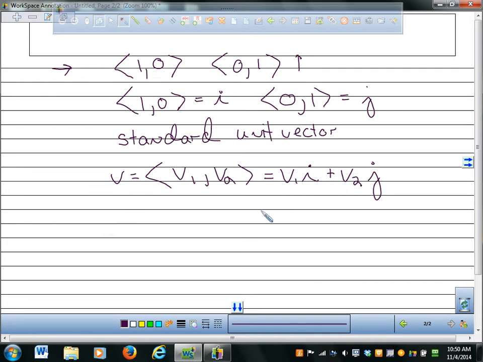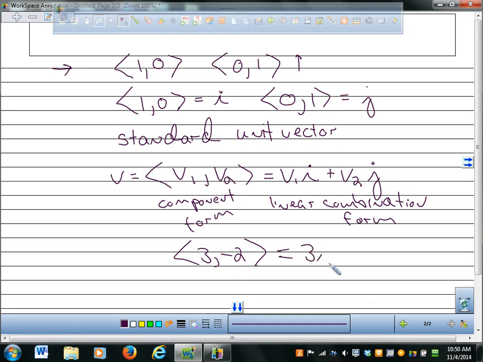And I guess this has a name. It's called linear combination form. Sometimes they call this standard form too. The other form is called component form, which I talked about yesterday. So if you had the vector 3, negative 2, this means exactly the same as 3i minus 2j.